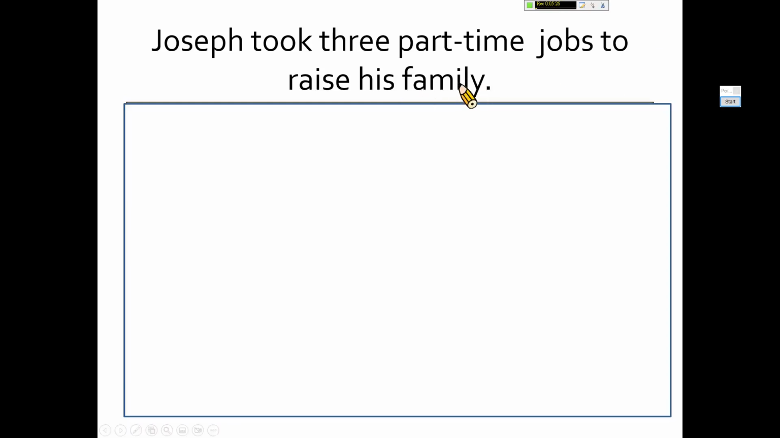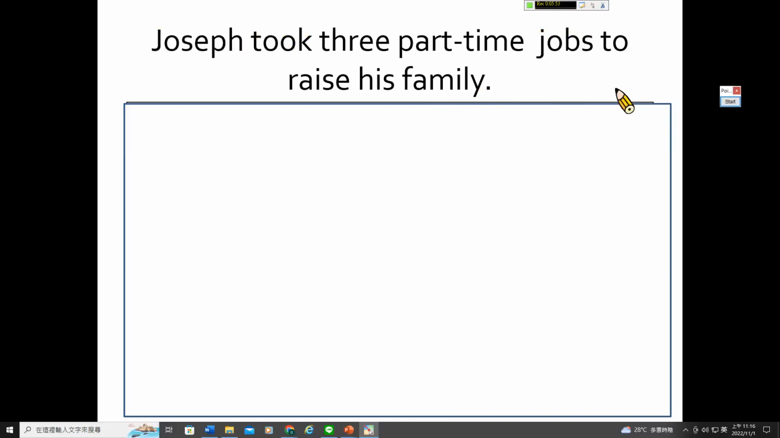Okay, so: Joseph took 3 part-time jobs to raise his family. The primary structure here is Joseph took jobs. Is that right? What kind of jobs? Part-time jobs. How many? 3 part-time jobs. "To raise his family" is an infinitive phrase. So let's have the drawing here.